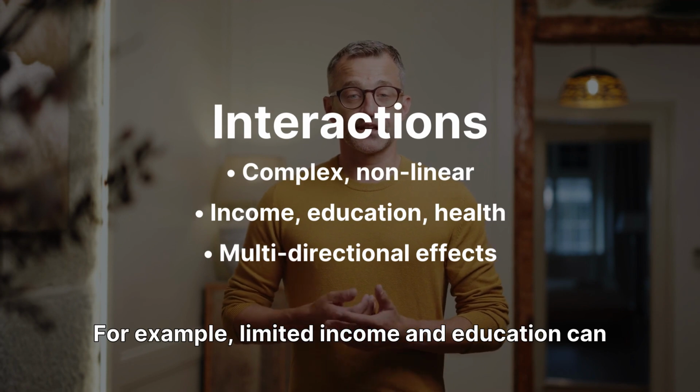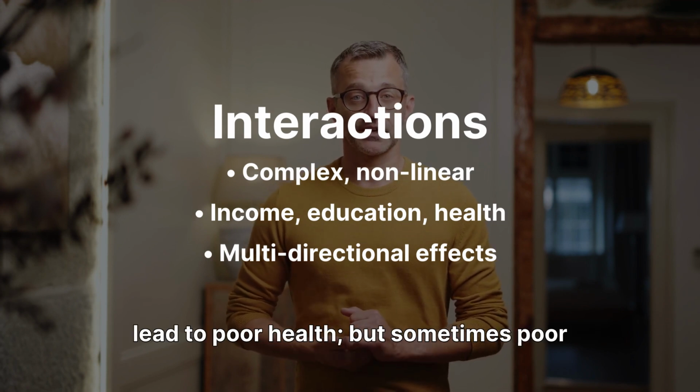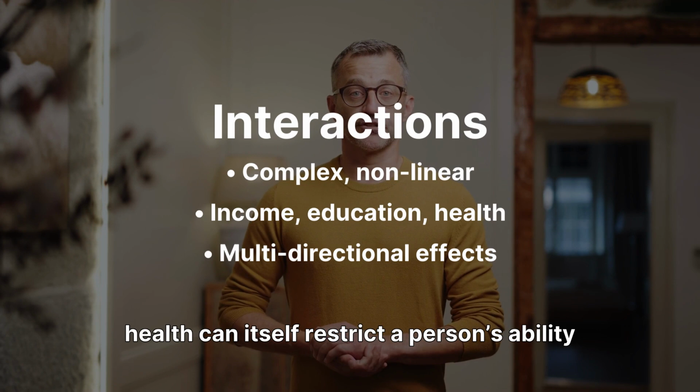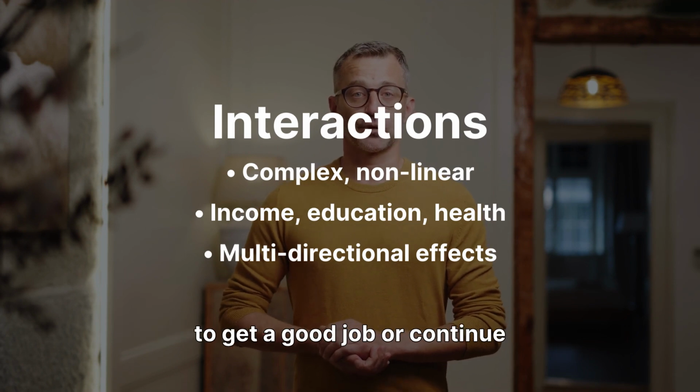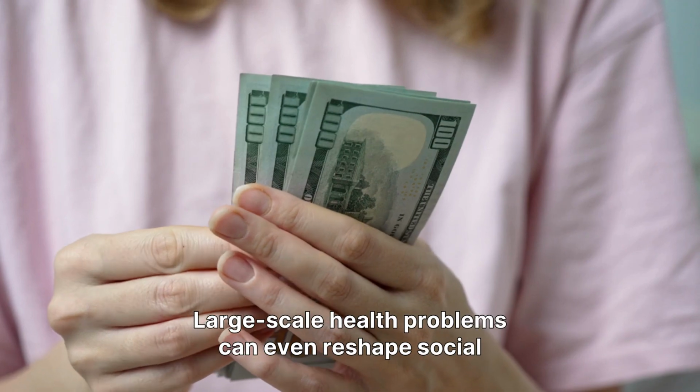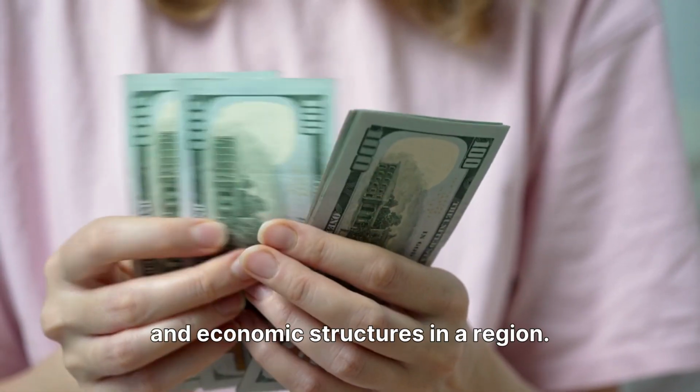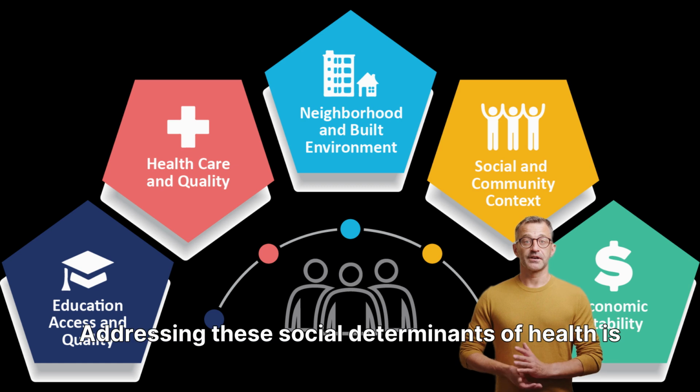For example, limited income and education can lead to poor health, but sometimes poor health can itself restrict a person's ability to get a good job or continue education. Large-scale health problems can even reshape social and economic structures in a region. Addressing these social determinants of health is challenging.